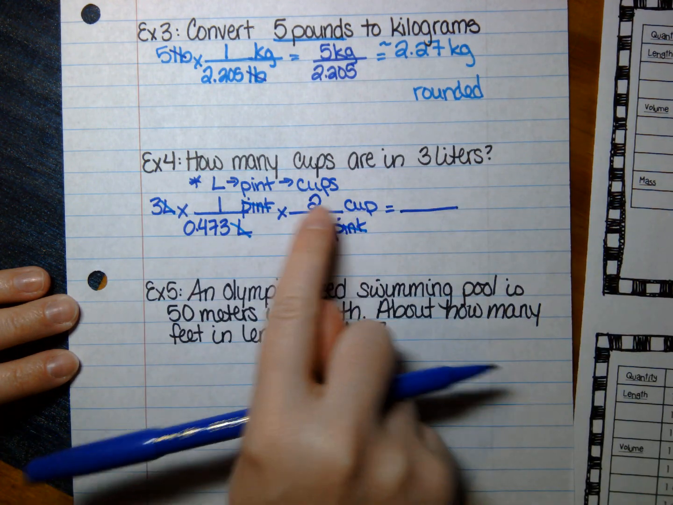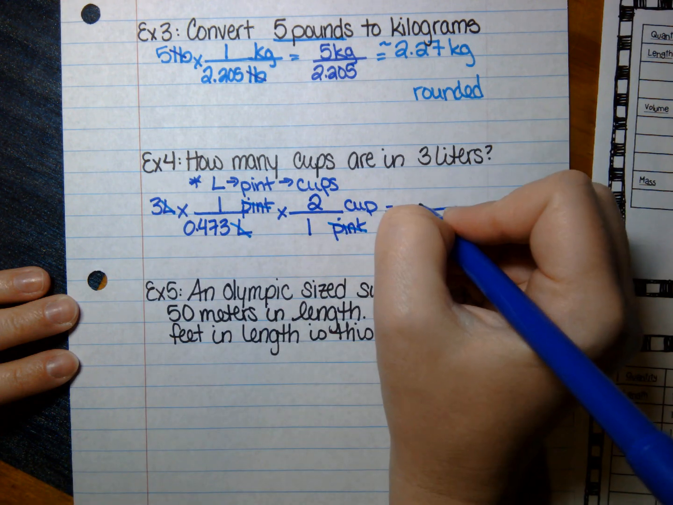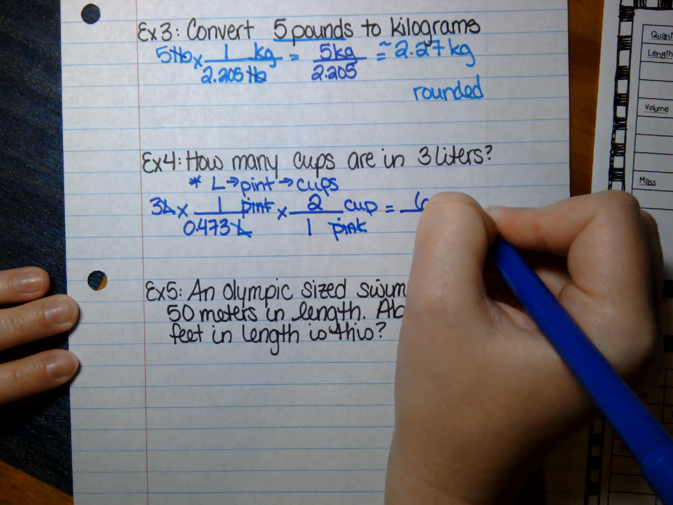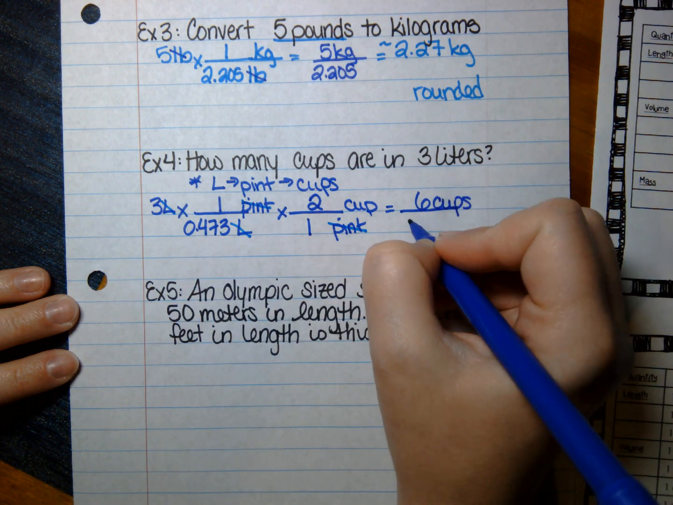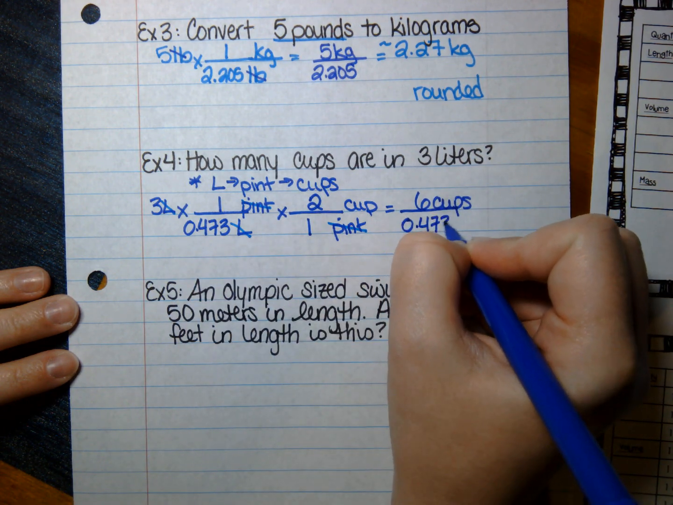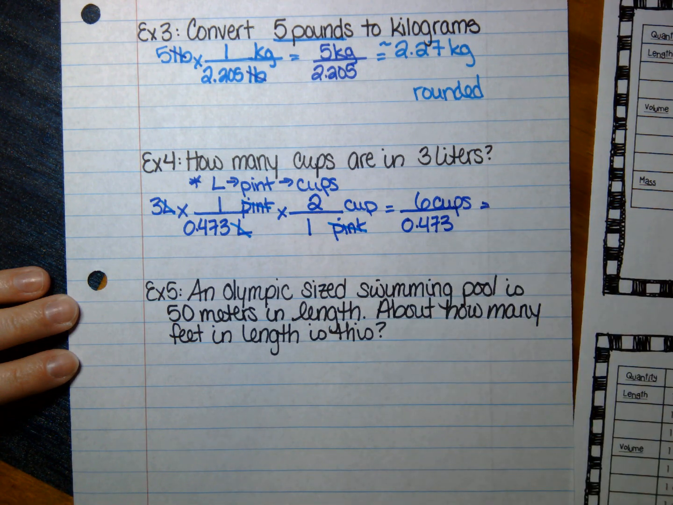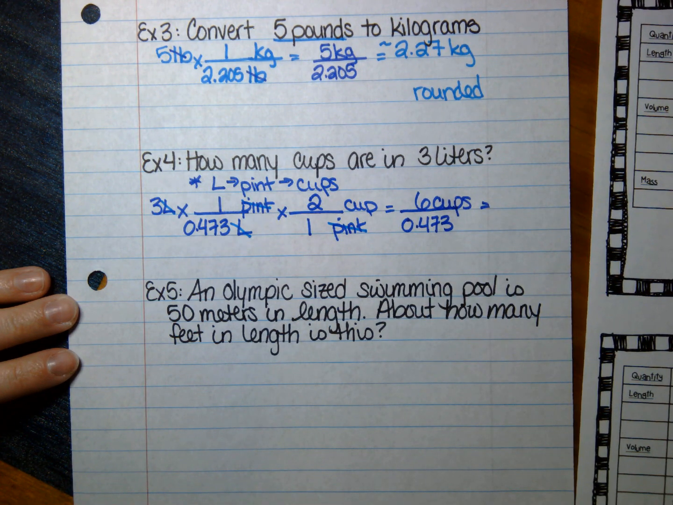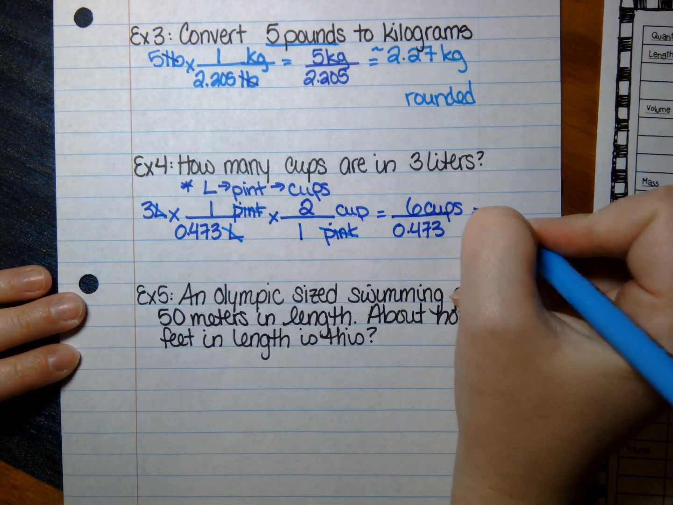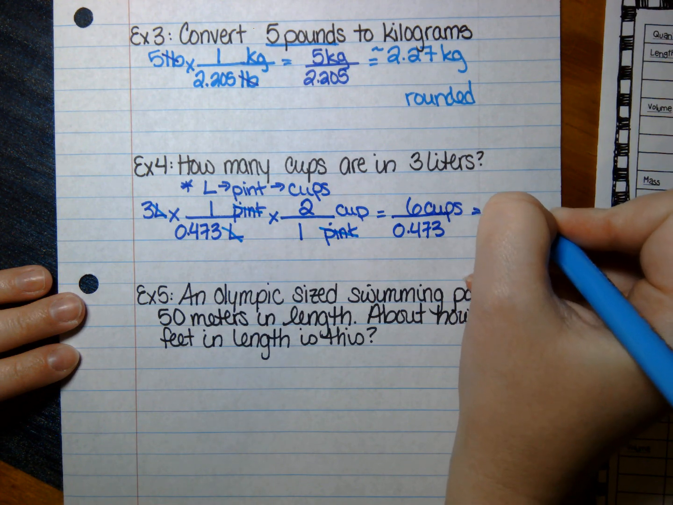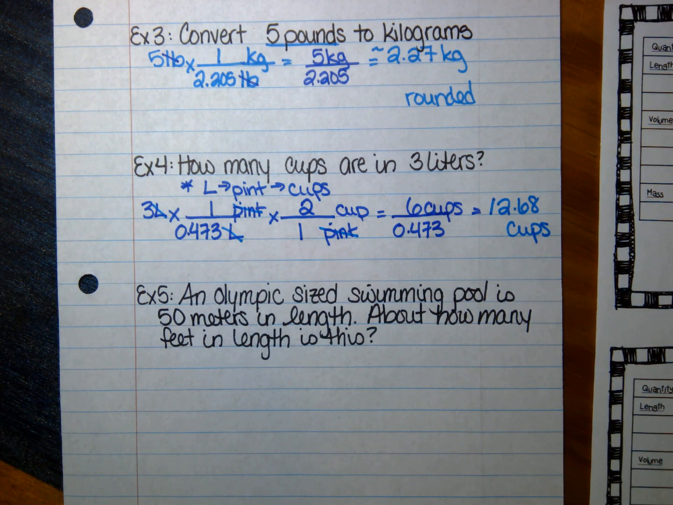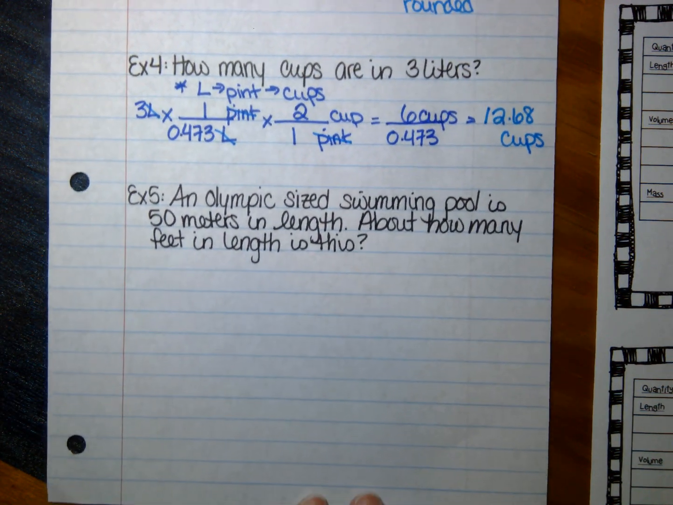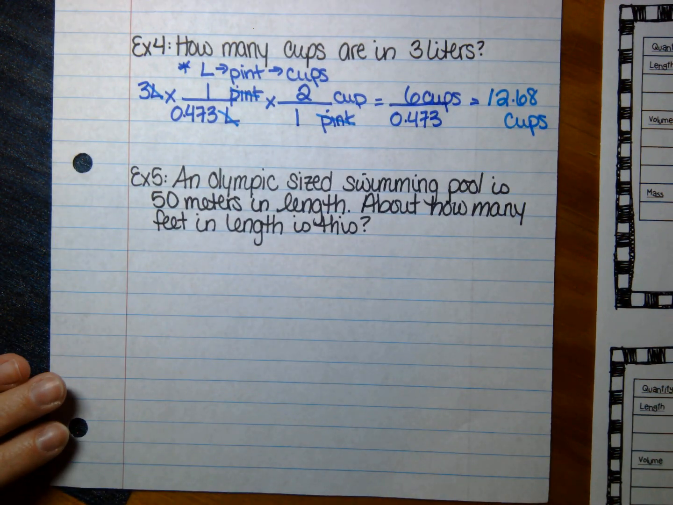and I multiply across, so 3 times 2 is going to give me 6 cups. 0.473 times 1 is 0.473. And remember, now you have to divide, and then you're going to round. So you're going to end up with about 12.68 cups. It is very important to keep your units so that you keep track of what your numbers are doing.